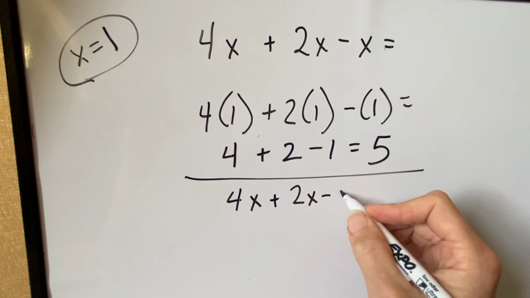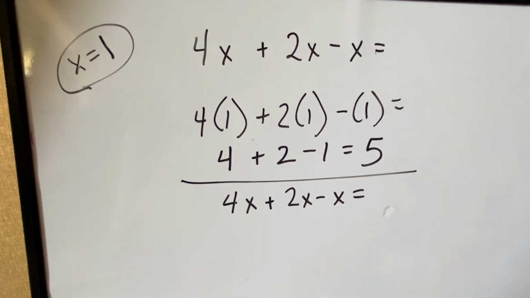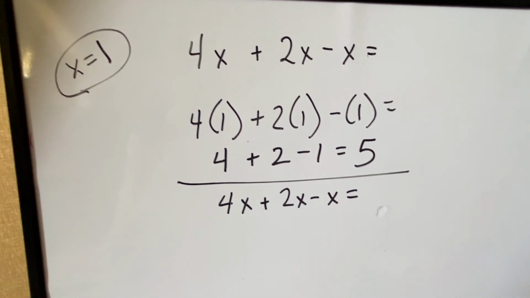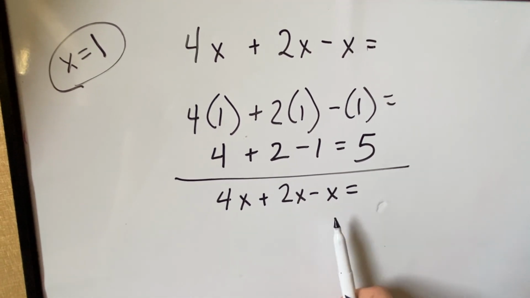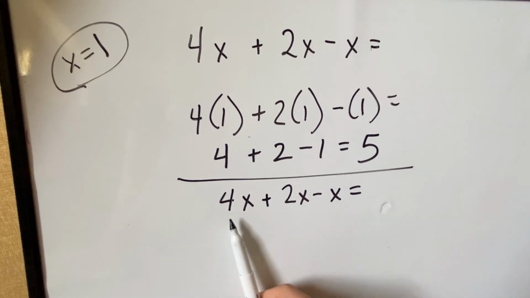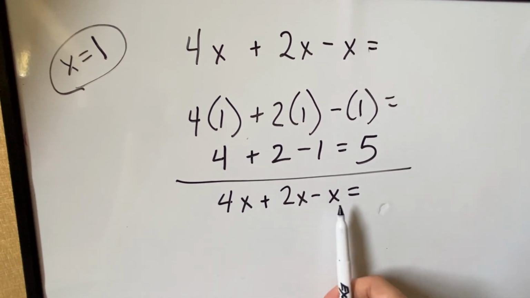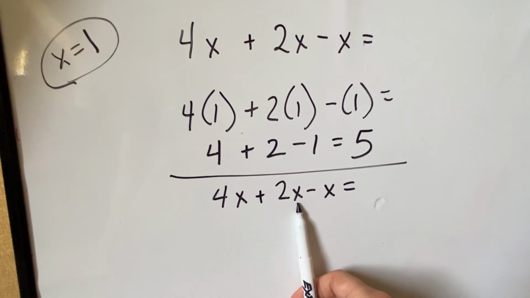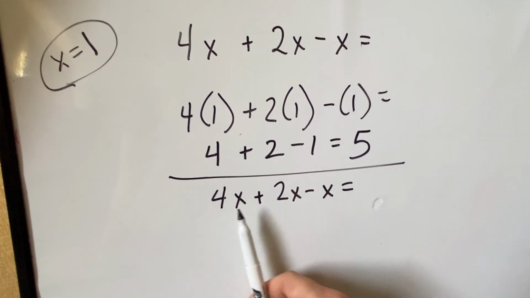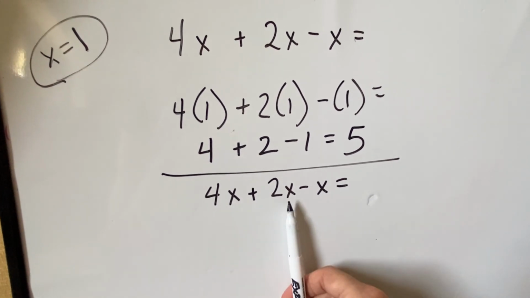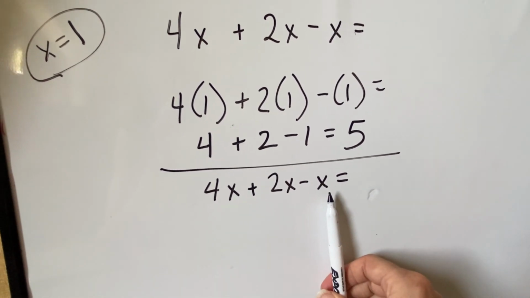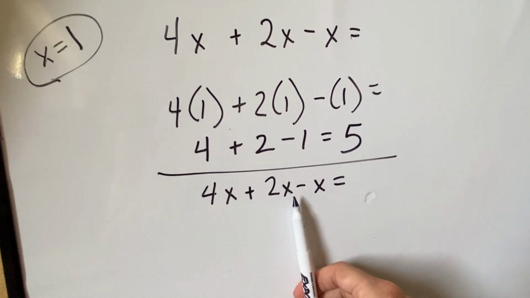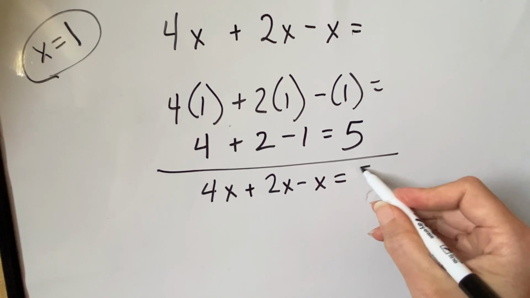First, I'm going to add all of my like terms. So like terms are when your variables are the same. Okay, your coefficients might be different, but your variables are the same. So for example, this is x, this is x, and this is x. So we're going to add our x's together. We've got 4 x's here, 2 x's here, and then a subtraction of 1 here. So 4 plus 2 is 6, 6 minus 1 is 5x.